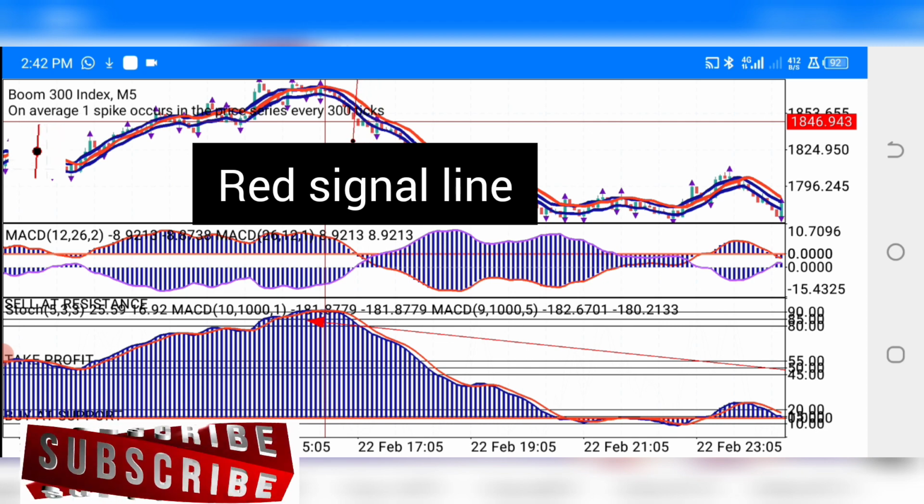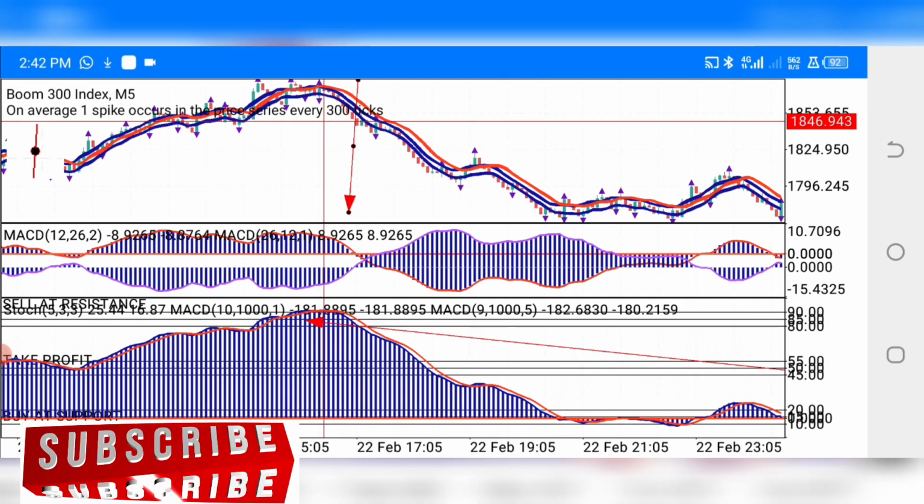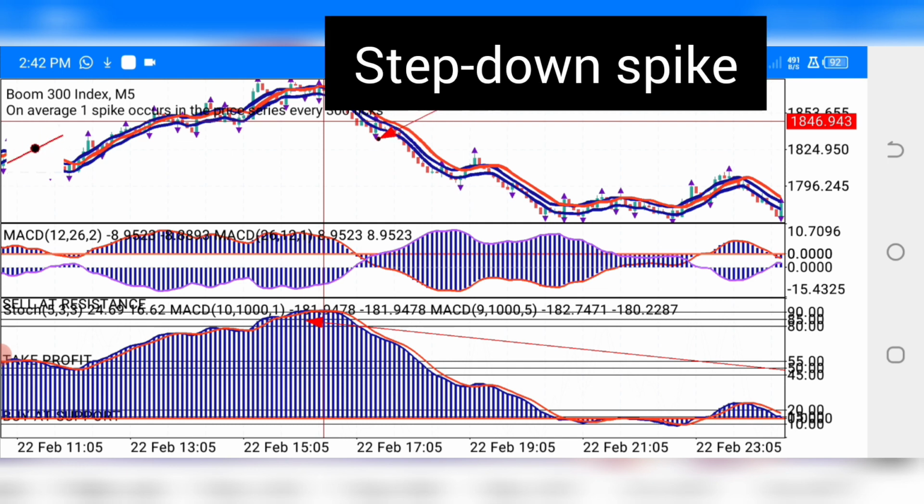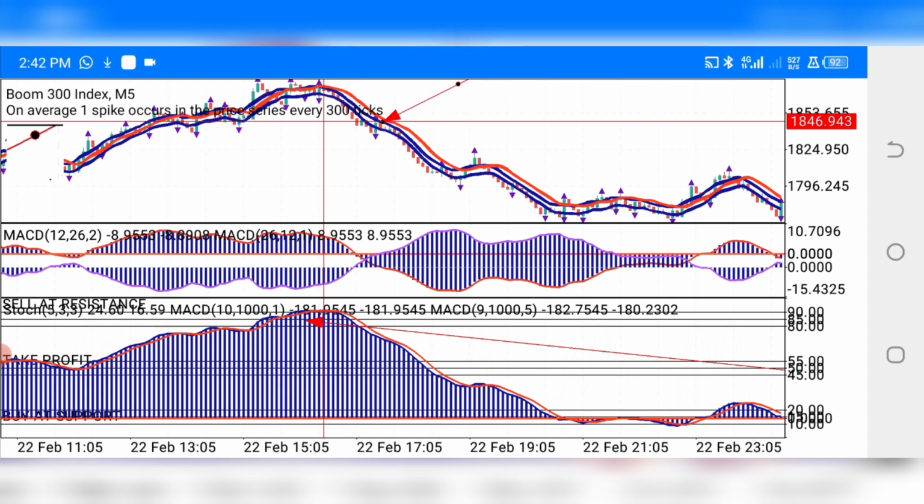You can see where the red signal line moves across the other signal line. That is your entry point. The third confirmation is that there must be a step down spike in the market. Look at the first step down spike. Are you seeing it? It shows that the market is stepping down for a sell. That is the step down spike.